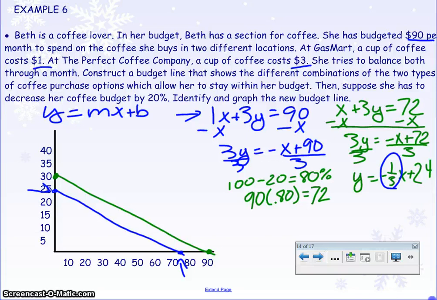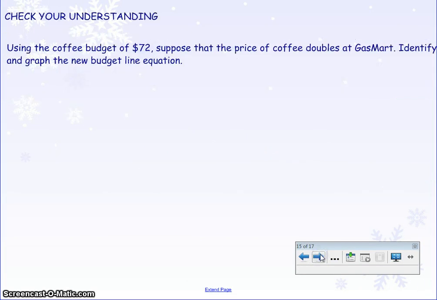So let's look at the check your understanding, the last one you do. It says, using the coffee budget of $72, suppose that the GasMart coffee doubles in cost. Identify and graph the new budget line equation. So go ahead and calculate that, press pause, and when you're ready, go ahead and press start, and we'll get going on this one.